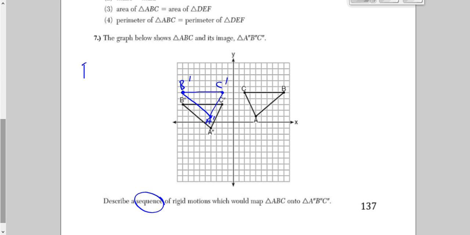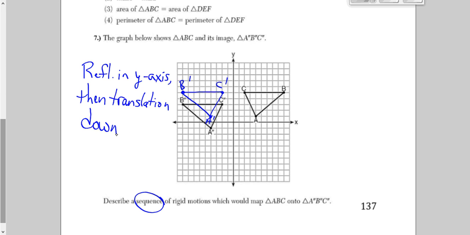So let's say then we did a reflection in the y-axis, then a translation down 2, right? And maybe there's some other ways, there's probably other ways you can do that, right? I don't know, what are the different right answers there? That's a good one.